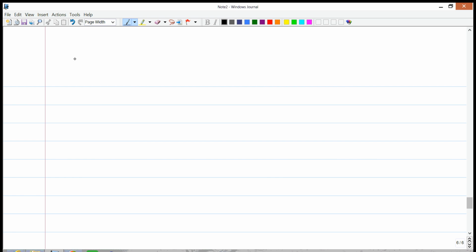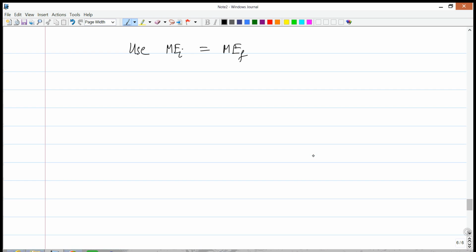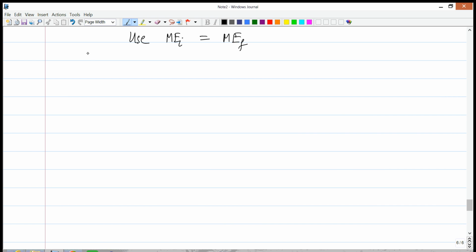So, since there are no frictional forces, we're going to use MEi equals MEf. The problem is very simple once we do this. So to use MEi equals MEf, we are going to first figure out MEi for the block spring system. Once again, what we have is kinetic energy of the block plus potential energy of the block and potential energy of the spring. So we have KE plus PE for the block, so KEi, PEi for the block, plus PEi for the spring. So that's all we have for the spring, nothing else.